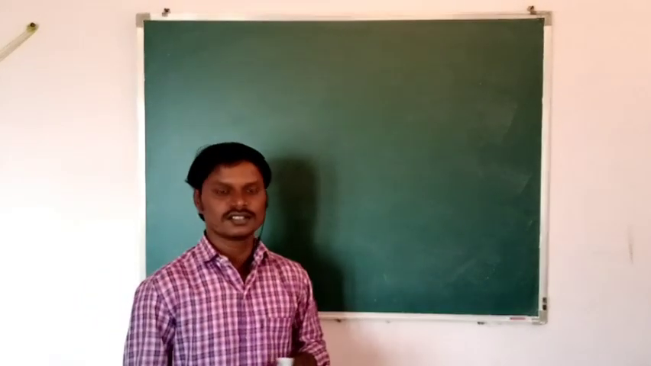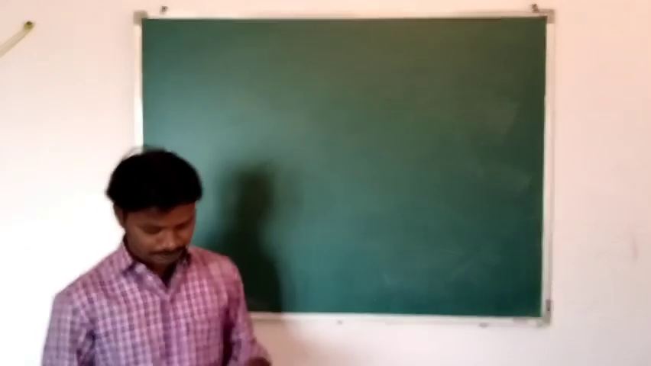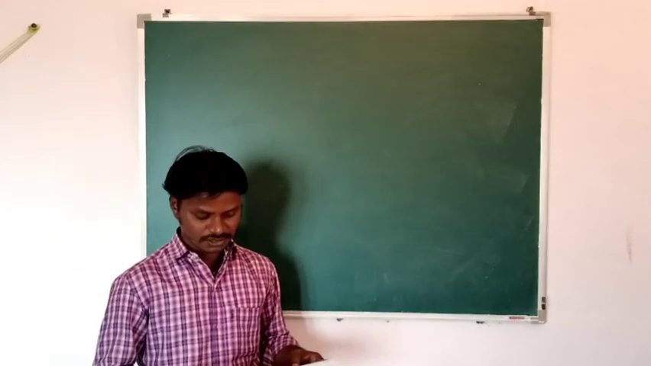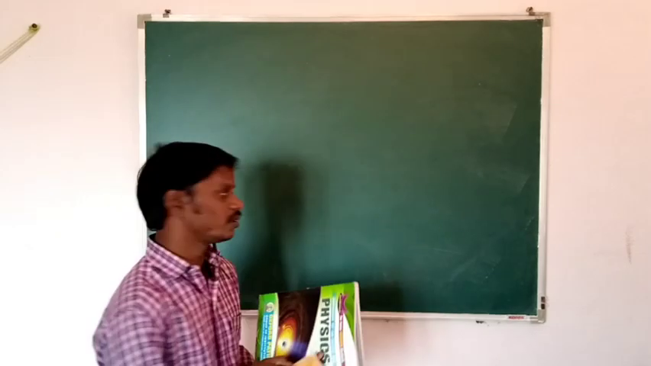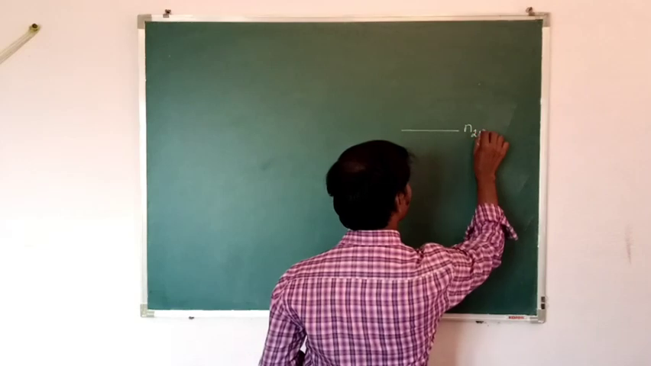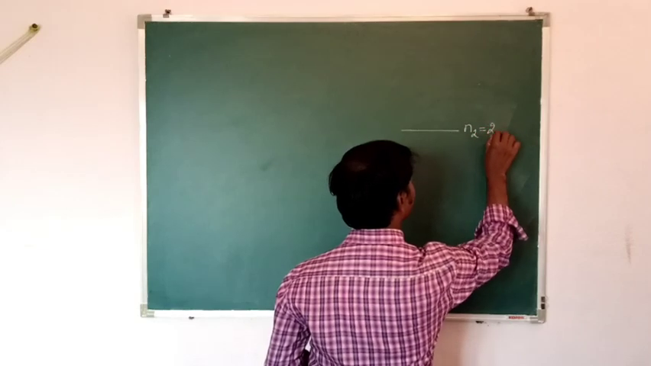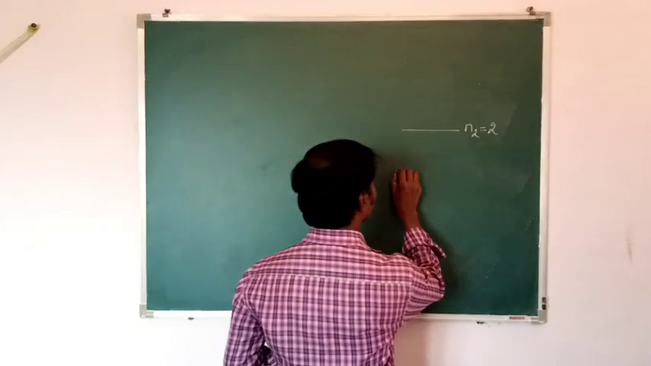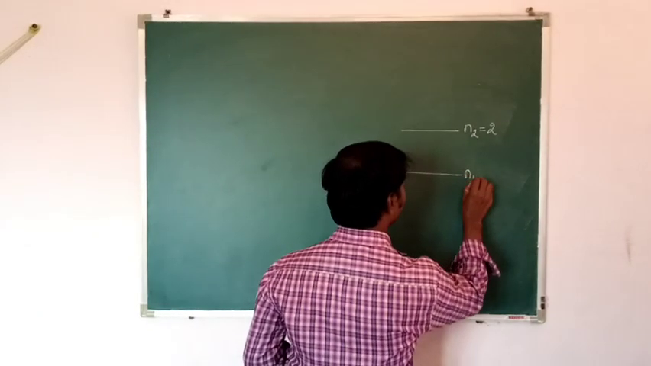So what is the first question here? When the electron in hydrogen atom jumps from the second orbit to the first orbit. Which orbit to which orbit? The second orbit to first orbit. So the second orbit I will take, that is n2, then n2 is equal to 2 because second orbit. And the first orbit n1 can be taken as 1.